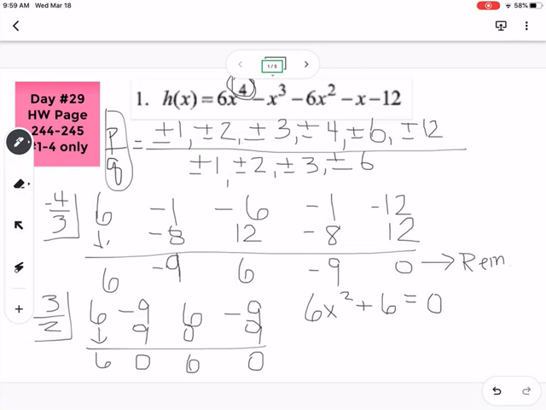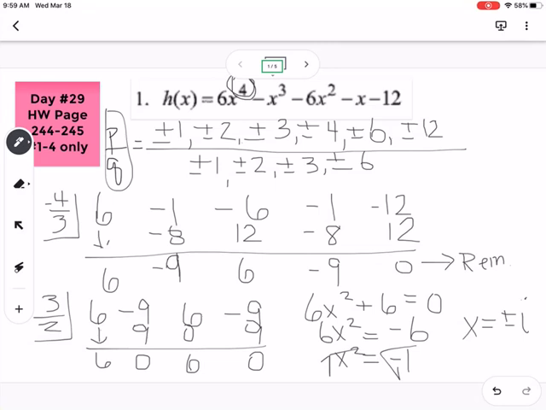So we know you can do 2 things. You can use the quadratic formula, which you can always use when it's a quadratic, but we can also just use the solve by square root method. If we subtract the 6, we get 6x squared equals -6. Divide by 6. X squared equals -1. Square root that, and we get x equals plus or minus i.